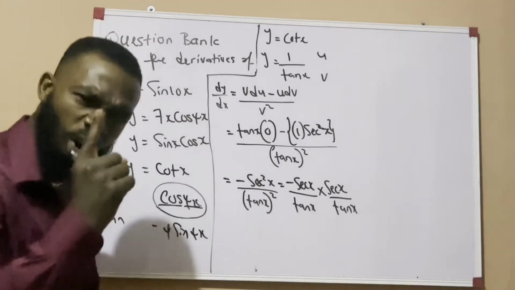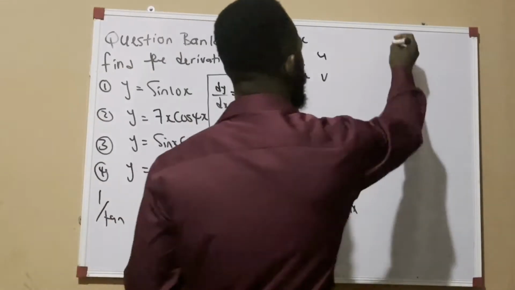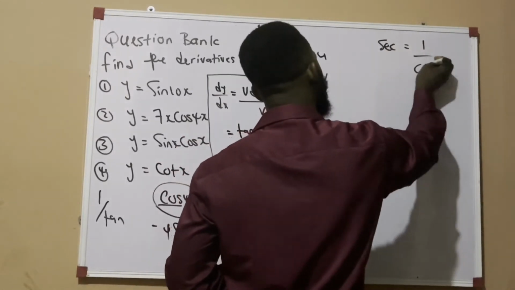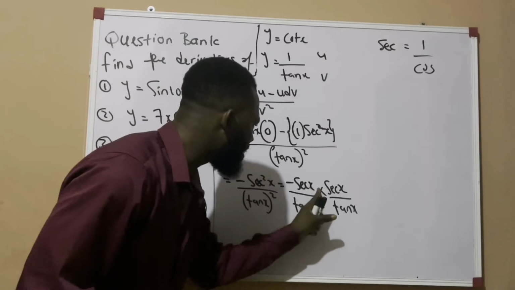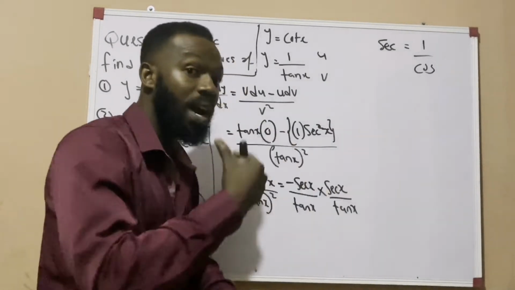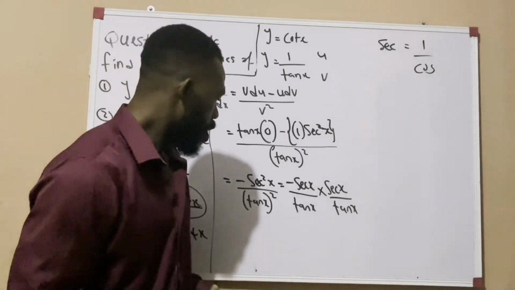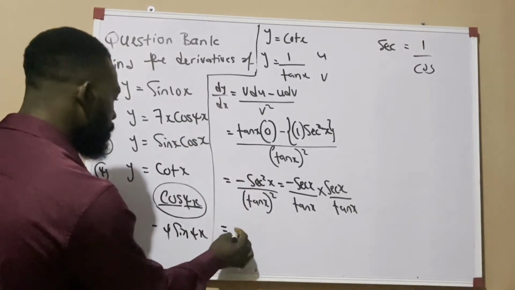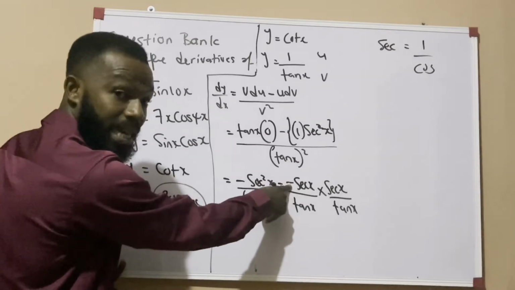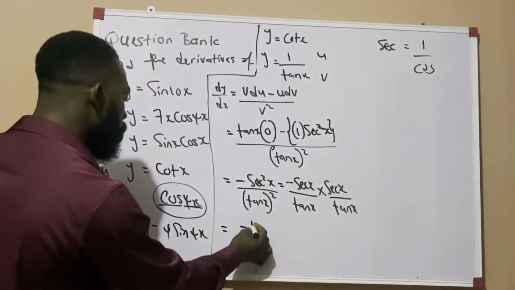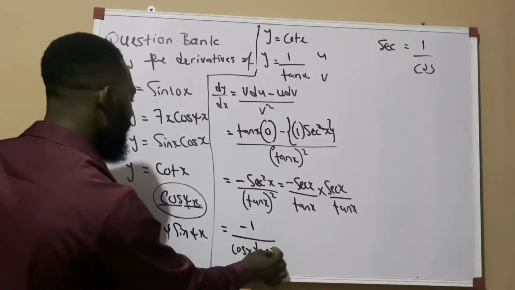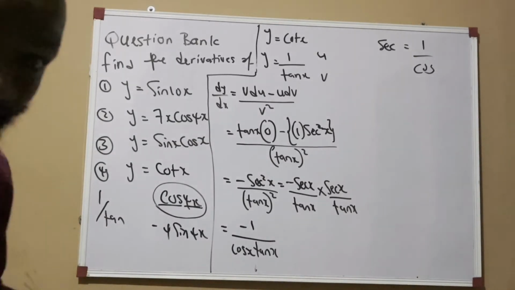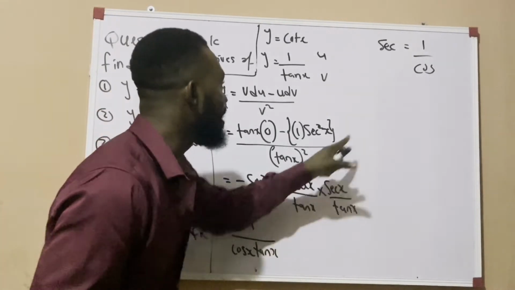But don't forget that sec is the inverse of cos, 1 over cos. So anywhere I see sec x, I'm going to include 1 over cos x. But there's a minus sign here, don't forget that there's a minus sign at the numerator. So here becomes minus 1 over cos x tan x. Yes, and then you'll be wondering, how did I get that? It is very simple. We said sec is 1 over cos.